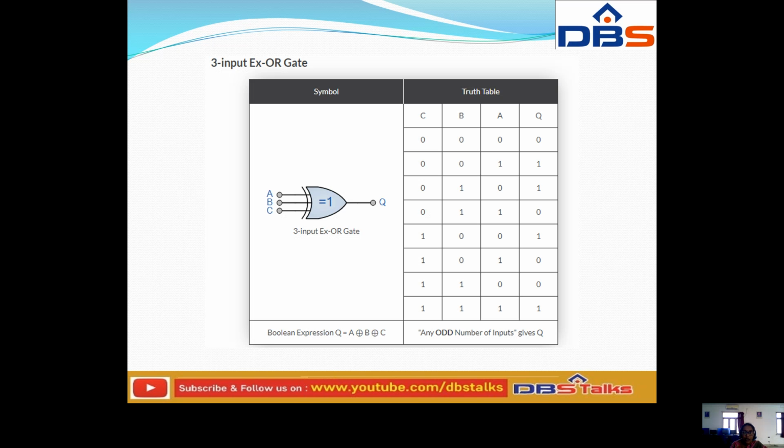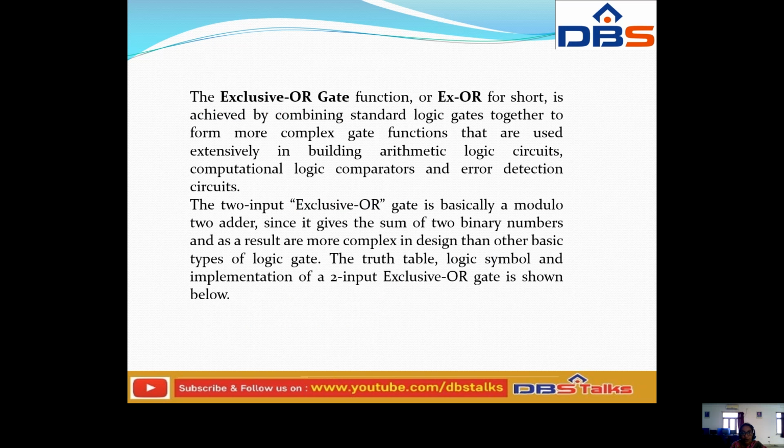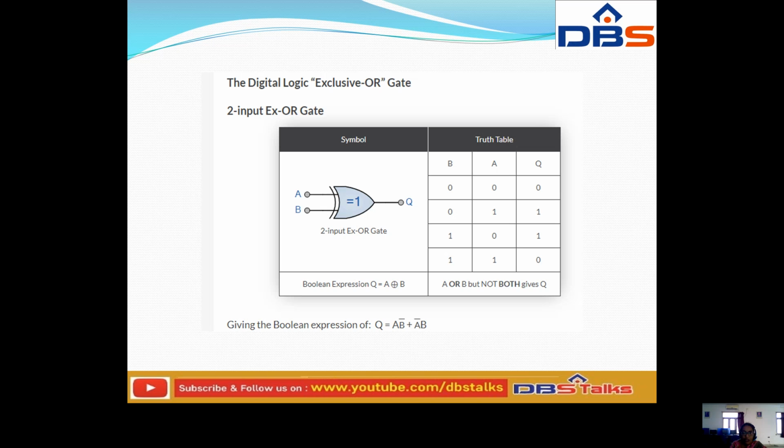This is the figure of the 3 input XOR gate. In the previous slide we saw the 2 input XOR gate. Here we are taking the 2 inputs A and B, and this is the output Q. This is the Boolean expression that we are going to get here.